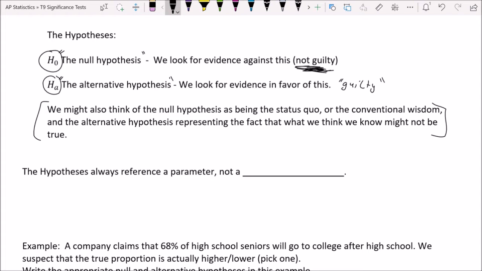Okay. Another thing, and this is something you do get marked down on the AP exam if you get this wrong: the hypotheses always reference a parameter. They never reference a statistic. And we're going to see many examples of that coming up, not only in this video, but also over the next couple of videos that are coming out as well. Okay, let's do an example.